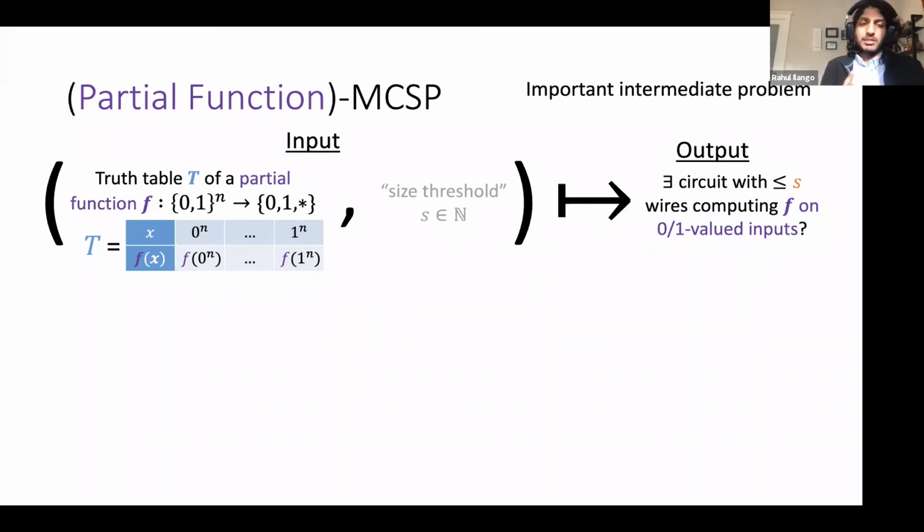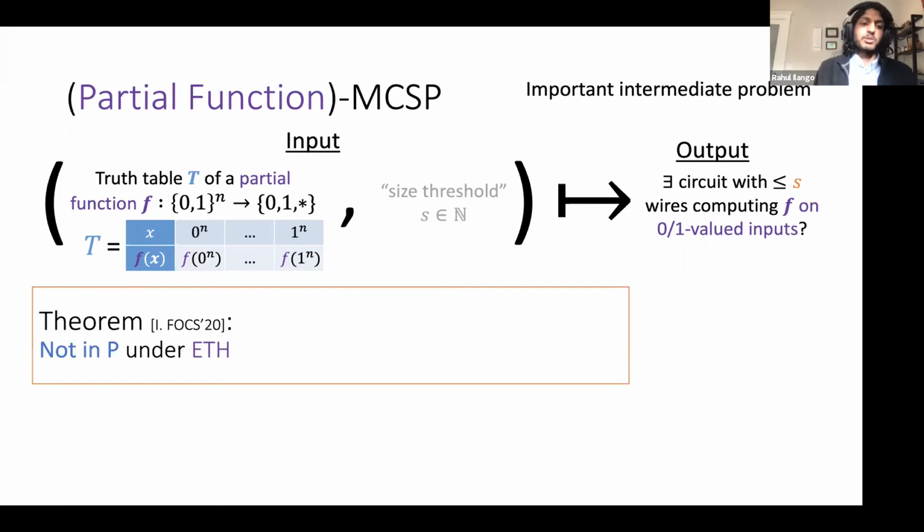Like I mentioned, this DNF version of MCSP was NP-hard, and the DNF XOR version of MCSP was NP-hard. They were both proved by first showing this partial function version of the problem is NP-hard, and then reducing the partial function version to the total version. So historically, this has been an important intermediate problem. And we were able to show that this problem is not in P under ETH. So it's a first step, or the takeaway.